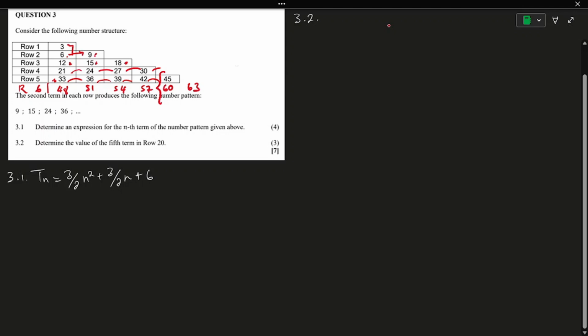What we should concern ourselves with is what is happening to the 5th position.